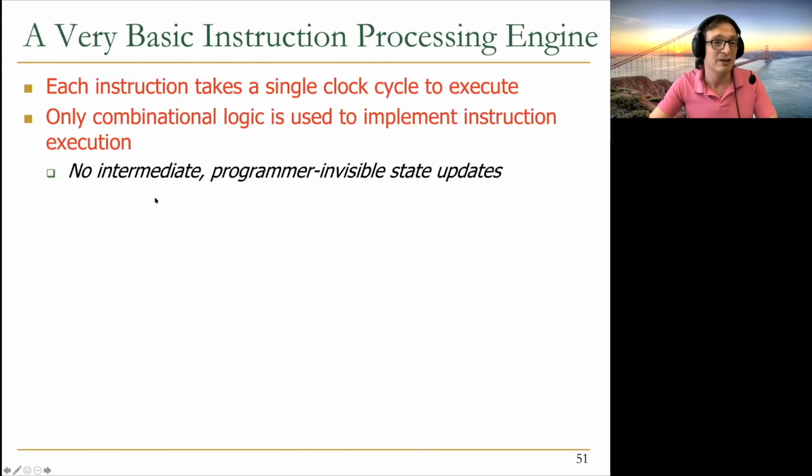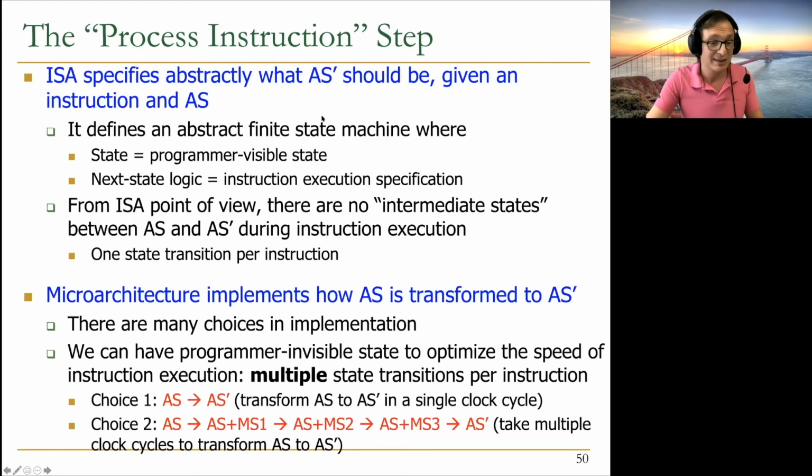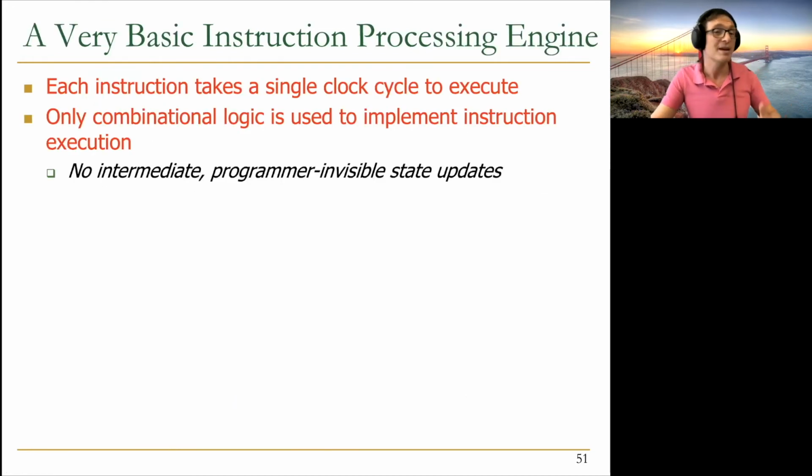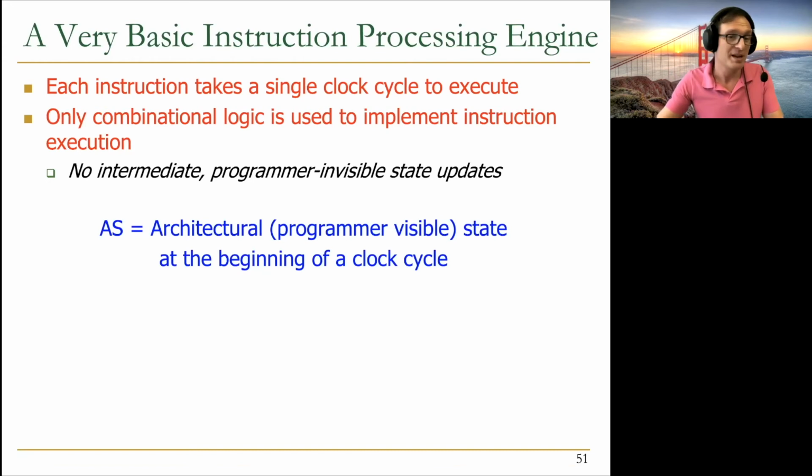So basically, we're going to build a very basic instruction processing engine that looks like the first choice. AS gets transformed to AS prime in a single clock cycle given the specification of an instruction. So basically, every instruction is going to take a single clock cycle to execute. So we're going to use only combinational logic to implement instruction execution. There will be no intermediate programmer invisible state updates, meaning there will be no programmer invisible registers, for example. So basically, we're going to do this.